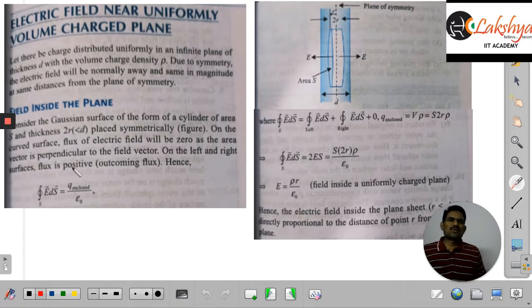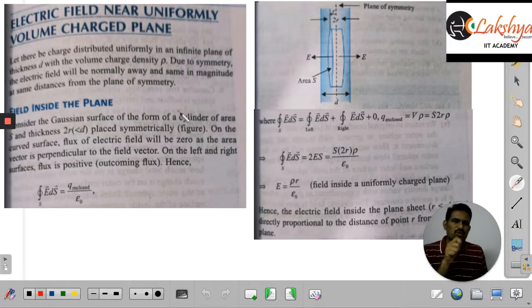Now for this, we need to calculate the electric field inside and outside the plane. Here also we are taking a Gaussian surface. First we take the case inside. Consider this infinite plane having volume charge density rho, and the thickness of that infinite plane is d. d is the infinite plane thickness. That is the information about this infinite plane, right?